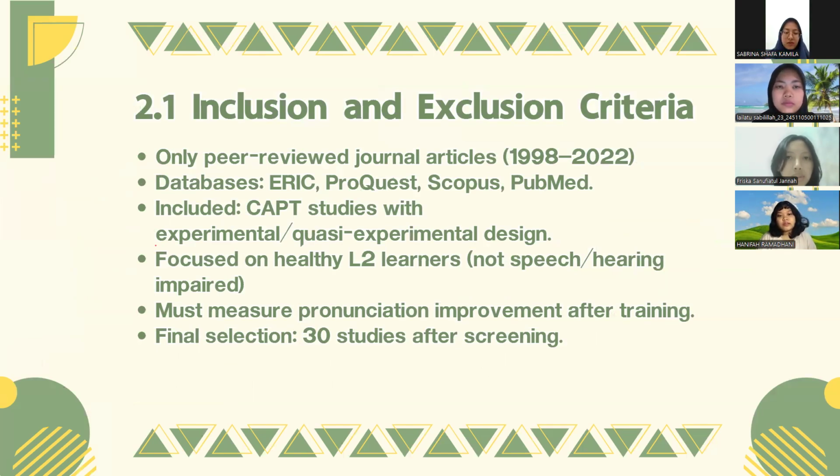The next one is inclusion and exclusion criteria. The authors only included peer-reviewed journal articles published between 1998 and 2022. The studies had to use CAPT in an experimental design and measure learner pronunciation improvement. They focused on healthy second language learners, not those with speech or hearing impairment. After screening, 30 studies were selected.